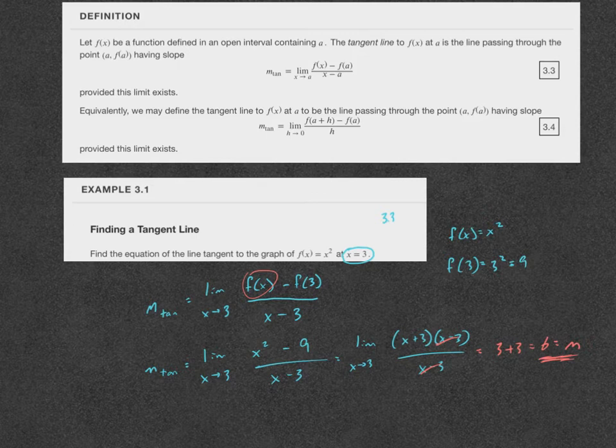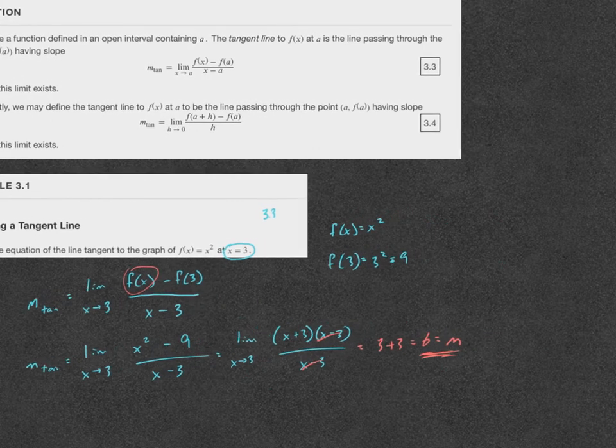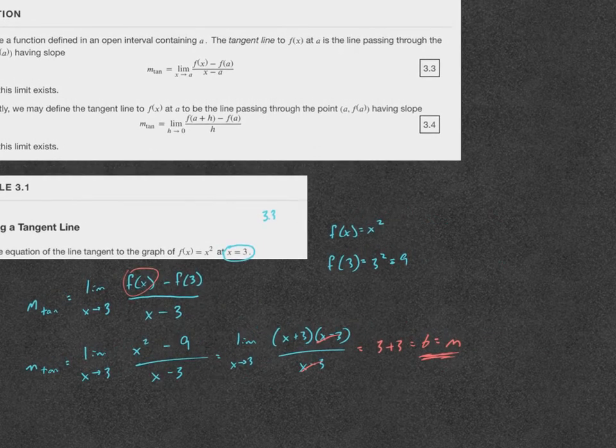The exact slope at 3, even though f of x equals x squared is a curvy line, the exact slope at the point (3, 9) is 6. Now, we do have another step to this problem, so I'm going to scroll over a little bit, because they want the equation of the tangent line. So that's the slope, right?